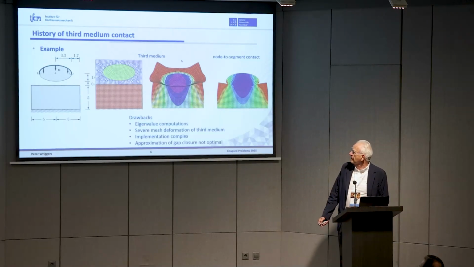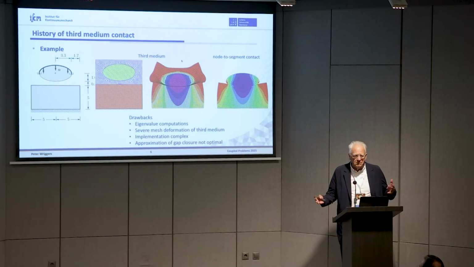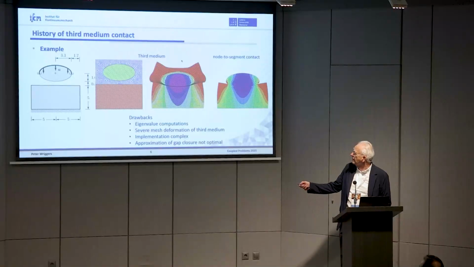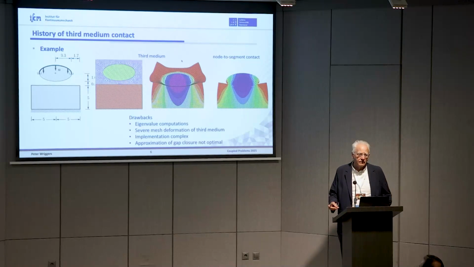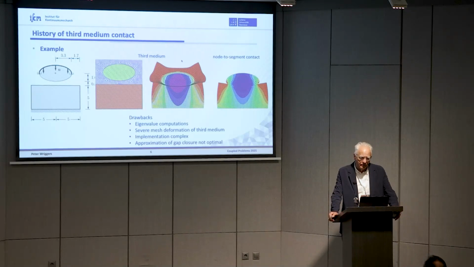So what were the drawbacks? We always had to do an eigenvalue computation. Okay, it can be done, but you have to linearize it, so it's a little bit nasty. We have severe mesh deformation like here, which sometimes gives trouble if the deformation gets larger. Implementation is complex due to the linearization and things like that, and the approximation of the gap closure is also not optimal in this case.